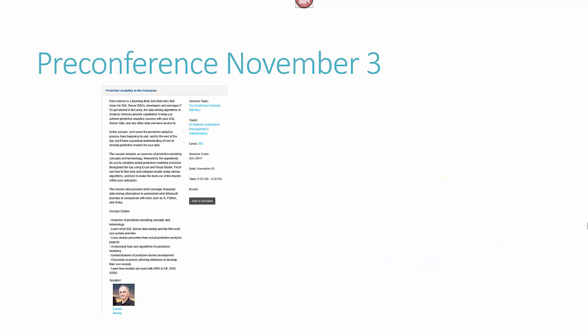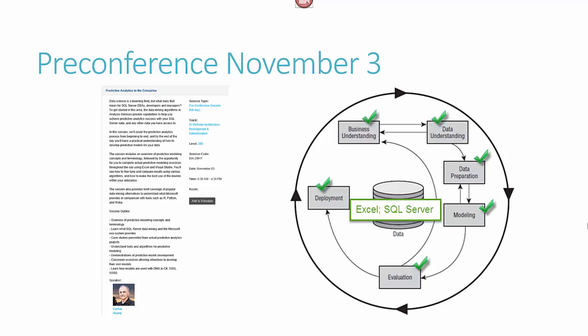There's another pre-conference, and this is Carlos. This will be on November 3rd. He's going to be generally talking about SQL Server data mining and the Microsoft ecosystem in general. So I would anticipate he's going to be talking about Excel and SQL Server. He may talk about Azure Machine Learning, but I expect him to talk about all the boxes in the data mining process. His session was rated at 200. I think it could be rated at a 300 level session, but 200-300, somewhere in that range.